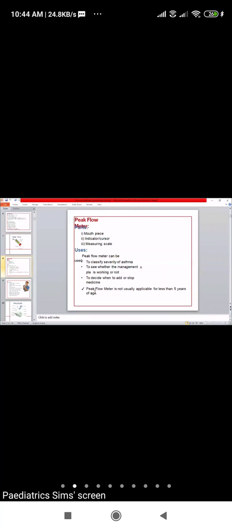Coming to this, this is a peak flow meter. If you can see the picture, you have the measuring scale, the indicator, and a mouthpiece. Uses: the peak flow meter can be used to classify severity of asthma, to see whether the management plan is working or not, and to decide when to add or stop medicine. It is not usually applicable for children less than 5 years of age. It has to be used only above 5 years of age.